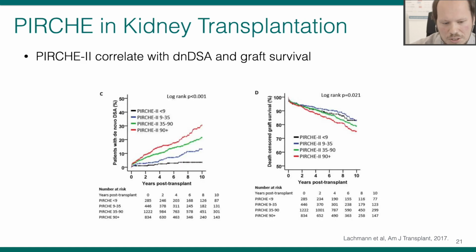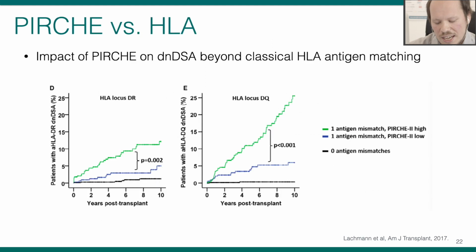When it comes to PIRCHE, we also see a strong correlation with de novo DSA development and with graft survival. And as said for the eplets as well, we also see for the PIRCHE score that you have a large impact beyond HLA matching. So like we see here in the publication from Niels Lachmann here in Berlin, even if you have a single mismatch on the DR locus, for example, you can well discriminate with a PIRCHE score between a lower risk and a high risk for developing DSA against that particular mismatch.